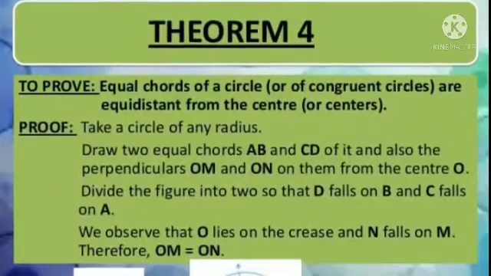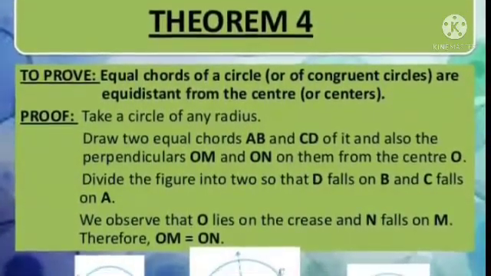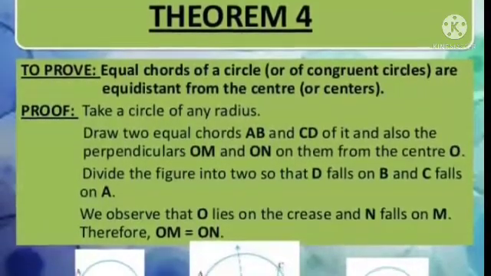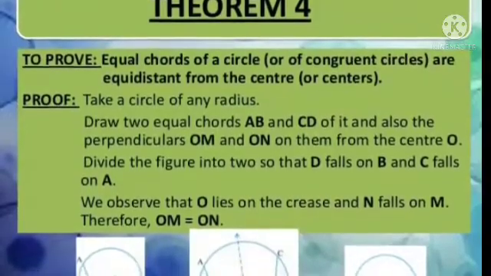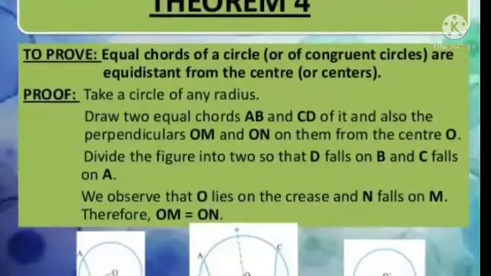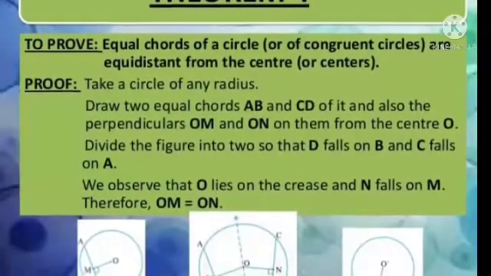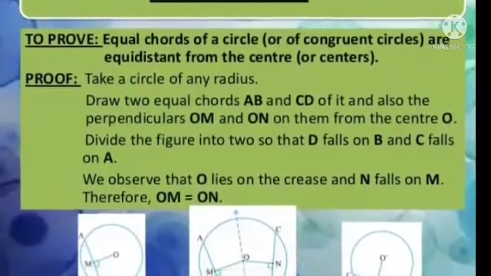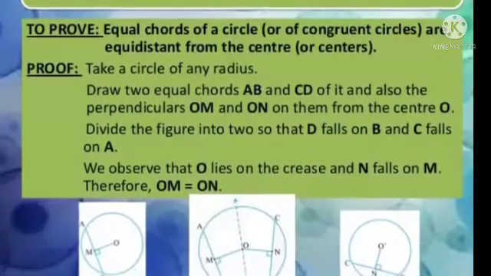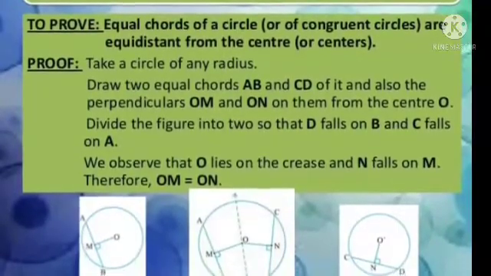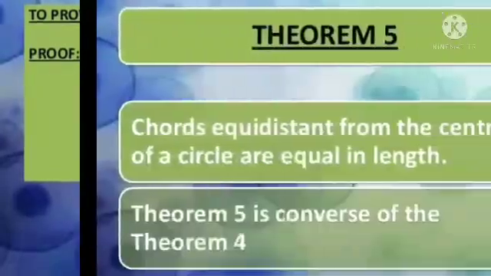Theorem 4. To prove: equal chords of a circle are equidistant from the center. Proof. Take a circle of any radius, draw two equal chords AB and CD of it and also the perpendiculars OM and ON on them from the center O. Divide the figure into two so that D falls on B and C falls on A. We observe that O lies on the crease and N falls on M. Therefore, OM is equal to ON.